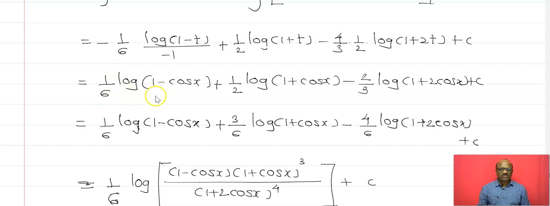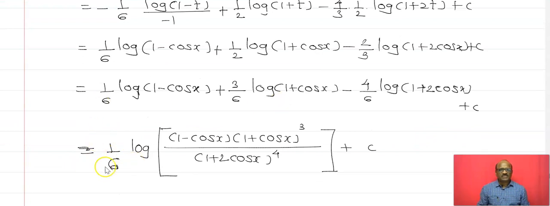Here minus and minus will become plus, that is 1 by 6 log of in bracket 1 minus cos x, as we substitute the value of t, which is cos x. And next is 1 upon 2 log of 1 plus cos x minus 2 upon 3 log of 1 plus 2 cos x plus c. Therefore, you will get 1 by 6 log of 1 minus cos x plus, and here we are adjusting, 1 by 6 we can take common. Therefore, instead of 1 upon 2, we are writing 3 by 6 log of in bracket 1 plus cos x minus 4 upon 6 log of 1 plus 2 cos x plus c.